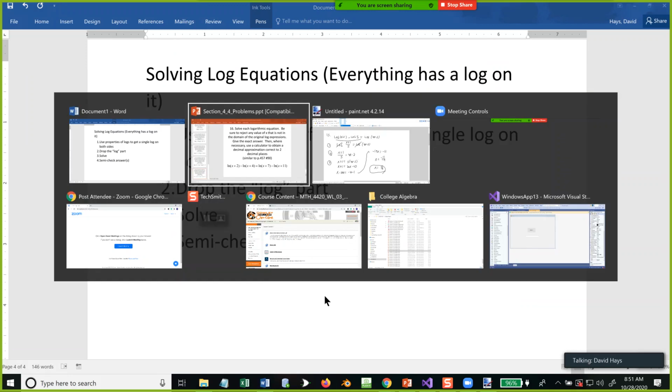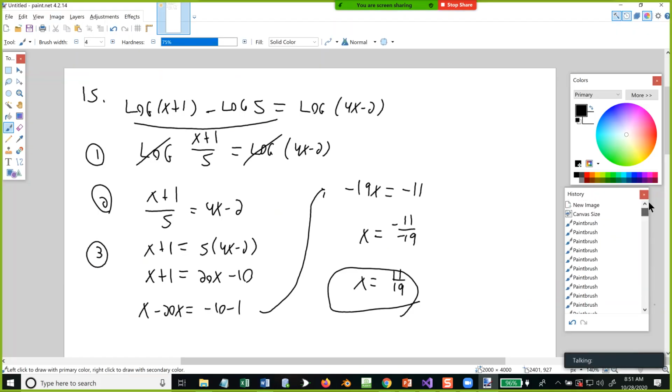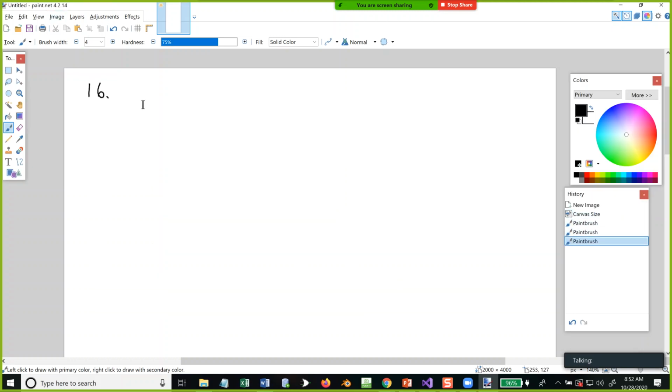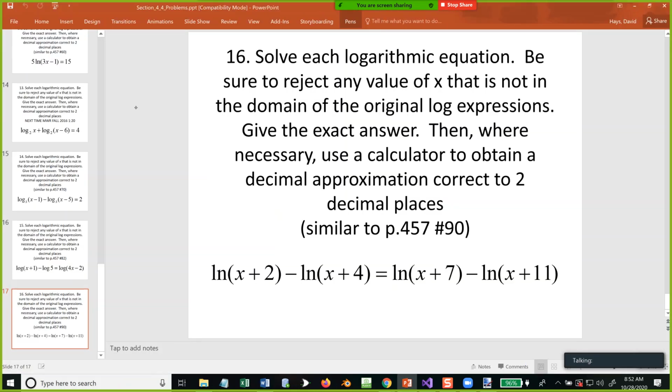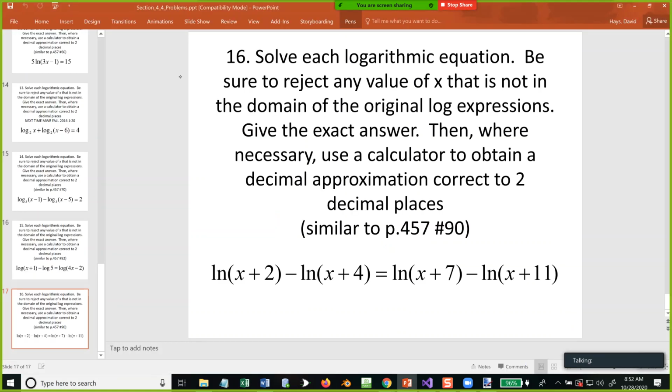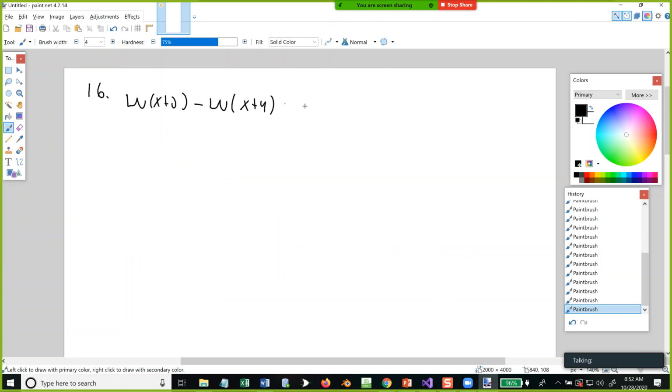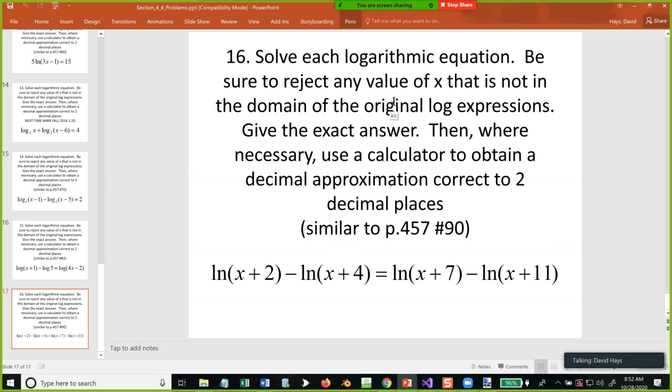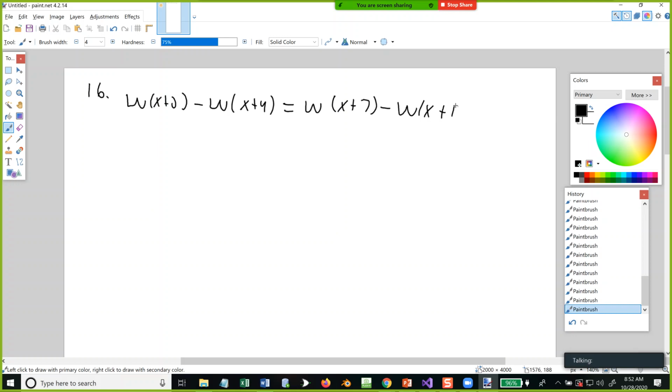Okay, number 16. We have natural log of (x plus 2) minus natural log of (x plus 4) equals natural log of (x plus 7) minus natural log of (x plus 11). Now notice everything has a log on. That's when we can use that shortcut.